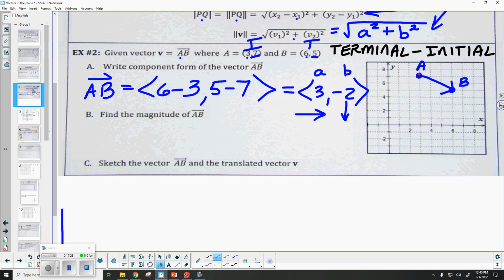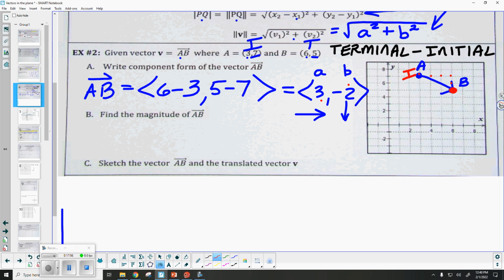Okay, so look at my component form. We already said we're going 3 to the right because it's positive, 2 down because it's negative. So let's apply those directions here. From the initial point, 1, 2, 3 to the right, 1, 2 down, see we're at the head. That's what the component form is doing for us right now. It tells us how to move from the initial point to the terminal point. And there's a lot more we're going to be able to do with this. We just haven't gotten there yet.